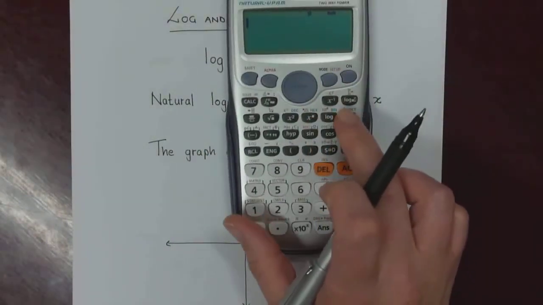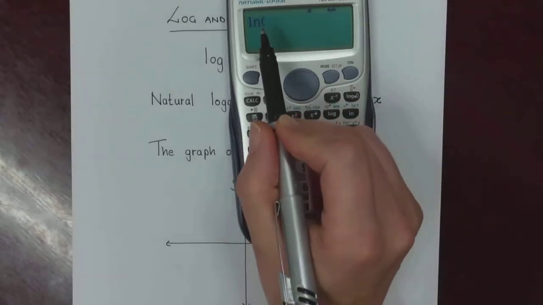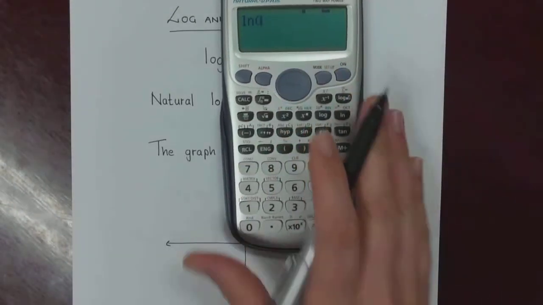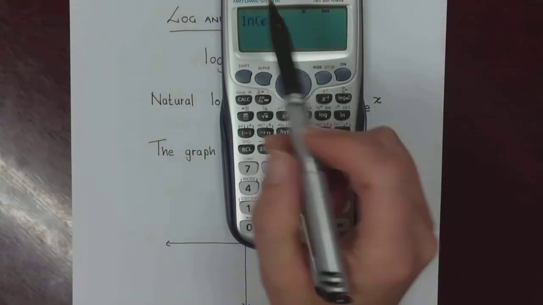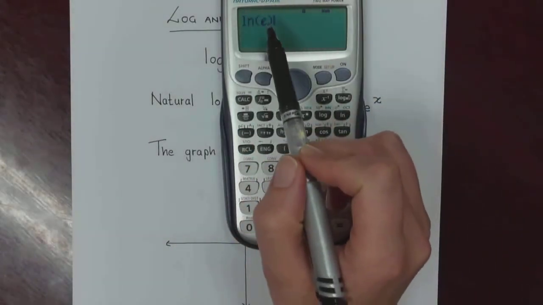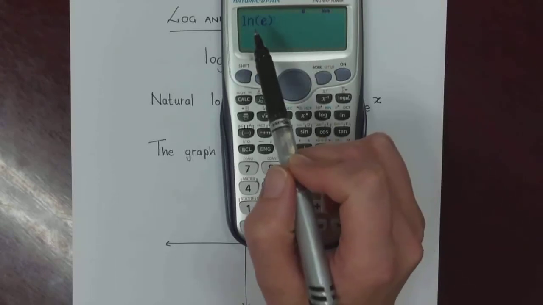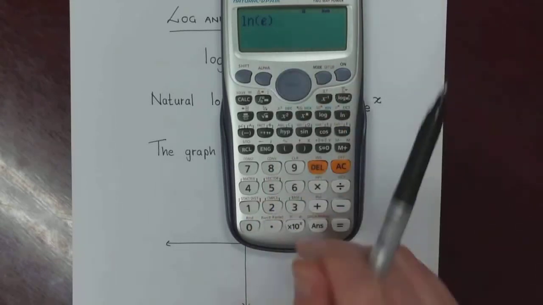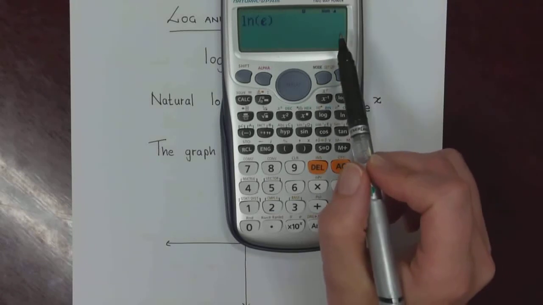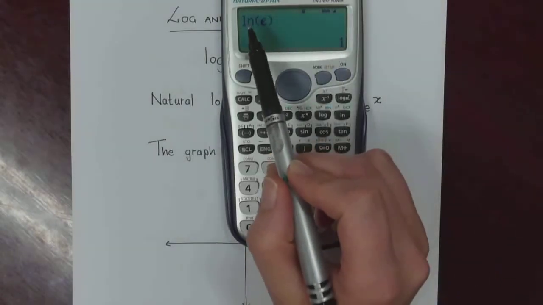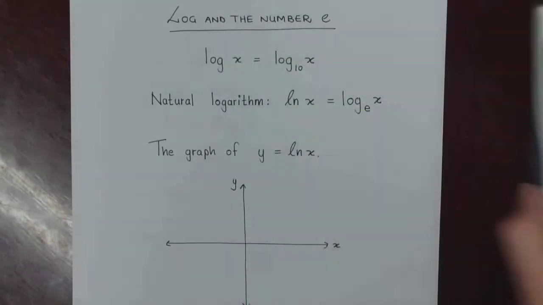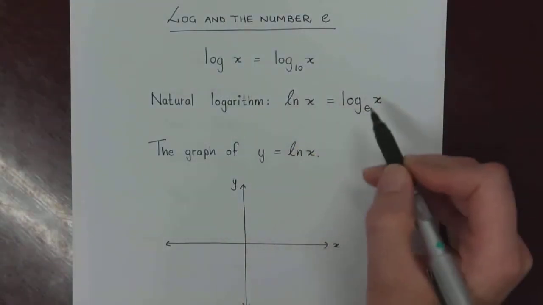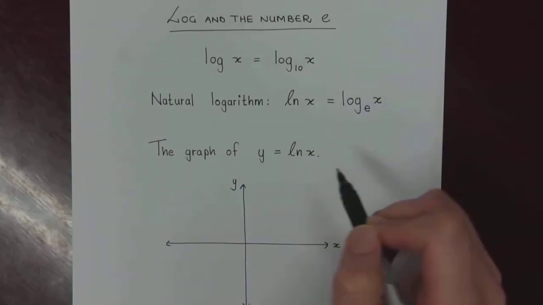So whenever I type in ln, it doesn't give me a base because the base is automatically e. And just to prove that to you, if I type in the ln of e, it's going to be log base e of e, which is equal to 1, because e to the power of 1 is equal to e. So if I type equal there, you'll see this is equal to 1, because ln is a log with a base number e, and log base e of e is equal to 1. So that's why I've got that ln x is log base e of x.